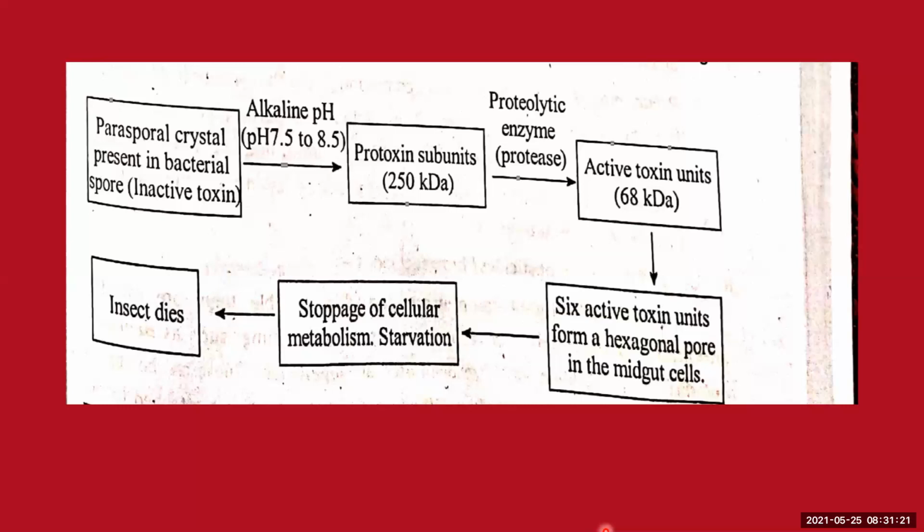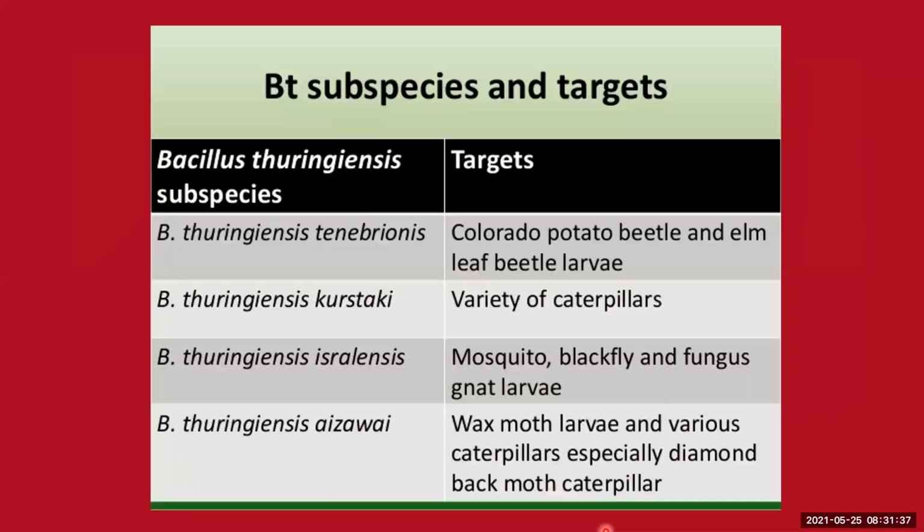Because of that, cellular metabolism stops. Fluid loss from the body of the insect takes place, so the insect's body gets dehydrated. It does not feed on the leaves. Cellular metabolism stops, so the insect undergoes starvation and ultimately dies because of starvation.